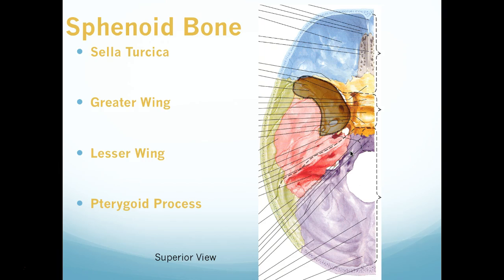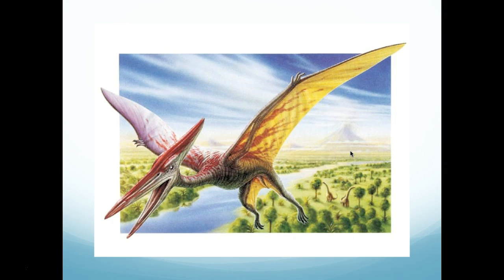Next we have our greater wing, and this is really the portion that makes it look like a butterfly or bat's wings. And this would be our lesser wing. So if you see this in a skull, this greater wing actually sits down a little bit more inferior than the lesser wing. And the lesser wing is kind of a triangular portion of the sphenoid bone.